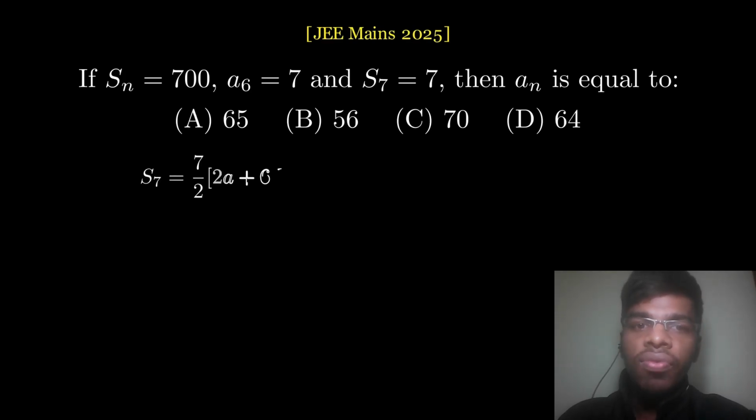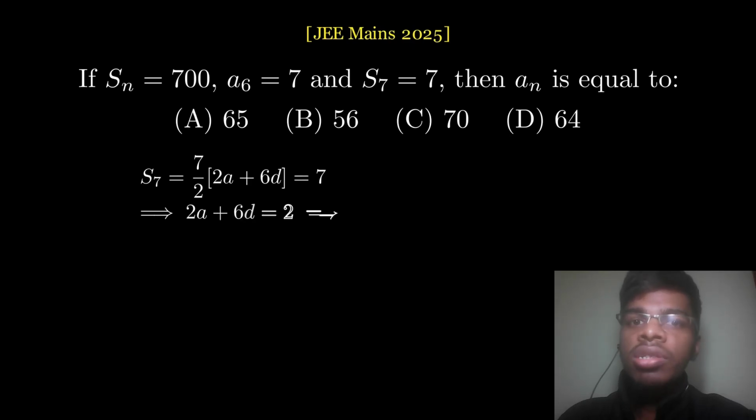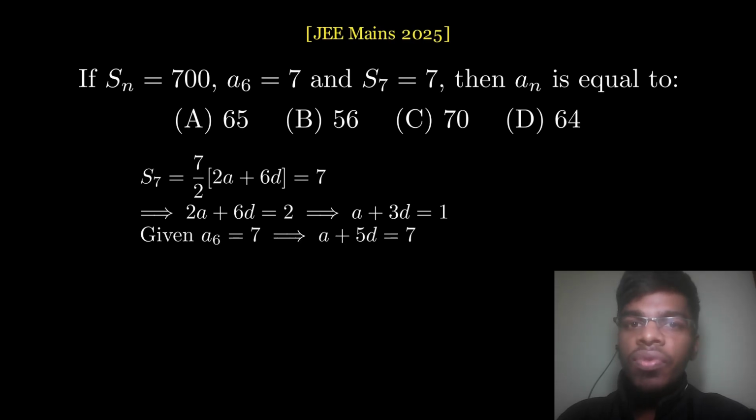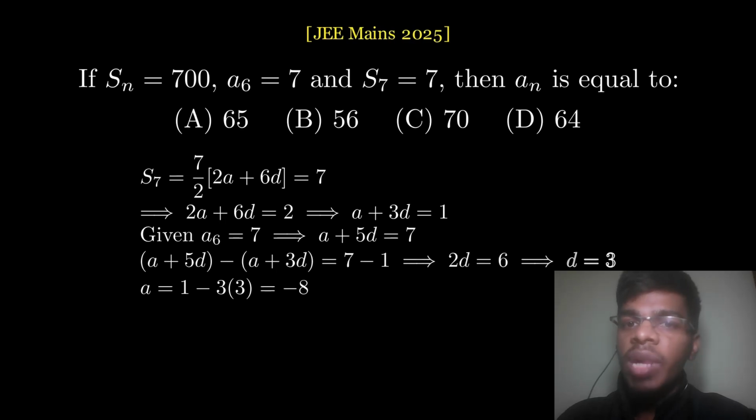Well, first of all, we are given that the sum of first 7 terms is equal to 7. So we can apply the formula and we will get that a plus 3d is equal to 1, which is one equation. We could also utilize that the sixth term is equal to 7. Over here, we will get the second equation. Now we have two equations and two unknown variables which we can solve, and we will get that a is equal to minus 8 and d is equal to 3.